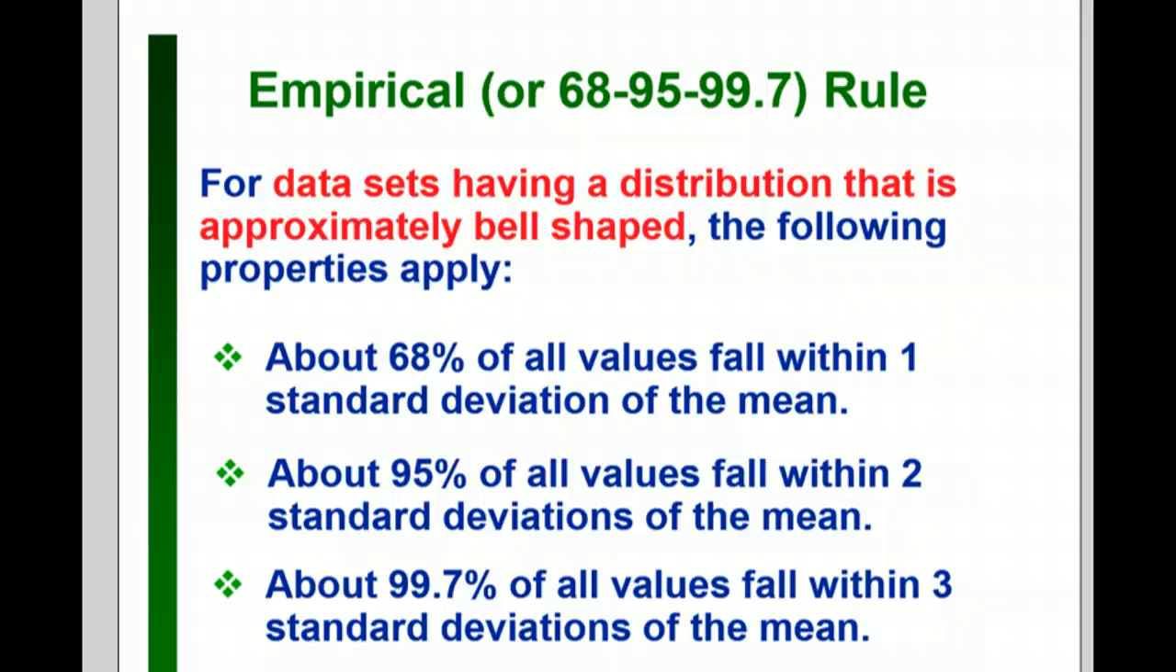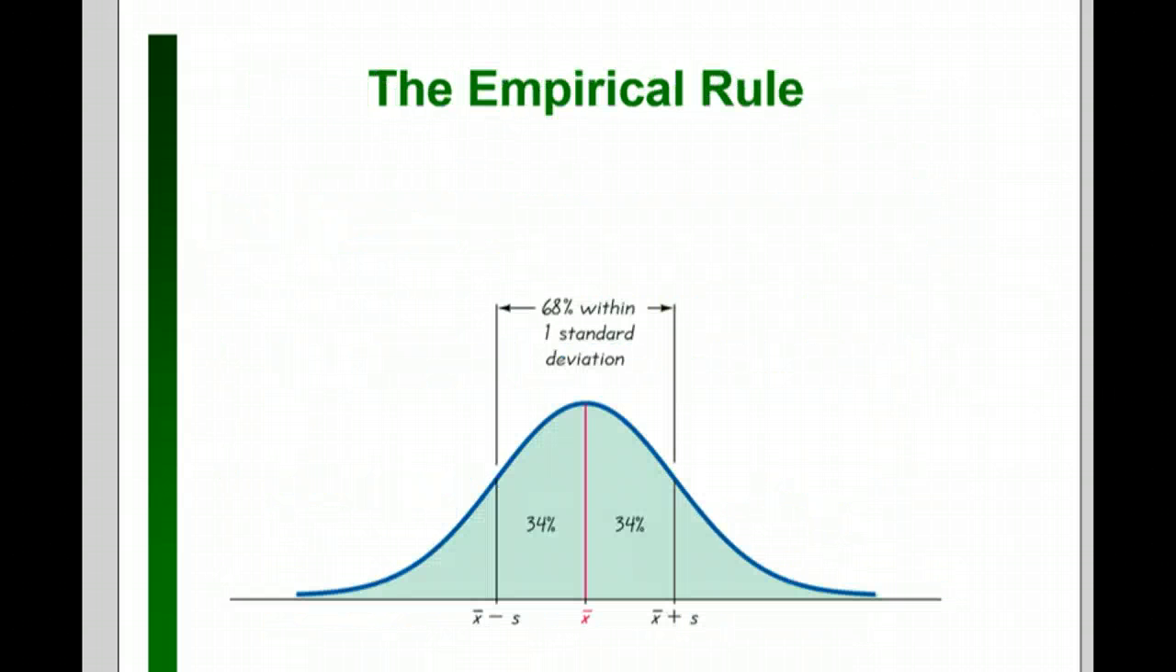tells you if you have bell-shaped data, or what a lot of people call the normal distribution, then roughly about 68% of your values fall within one standard deviation of the mean. 95% roughly falls within 2, and 99.7% roughly falls within 3. Alright, that's where it gets this other name from. And if you look at this, this is what we mean.